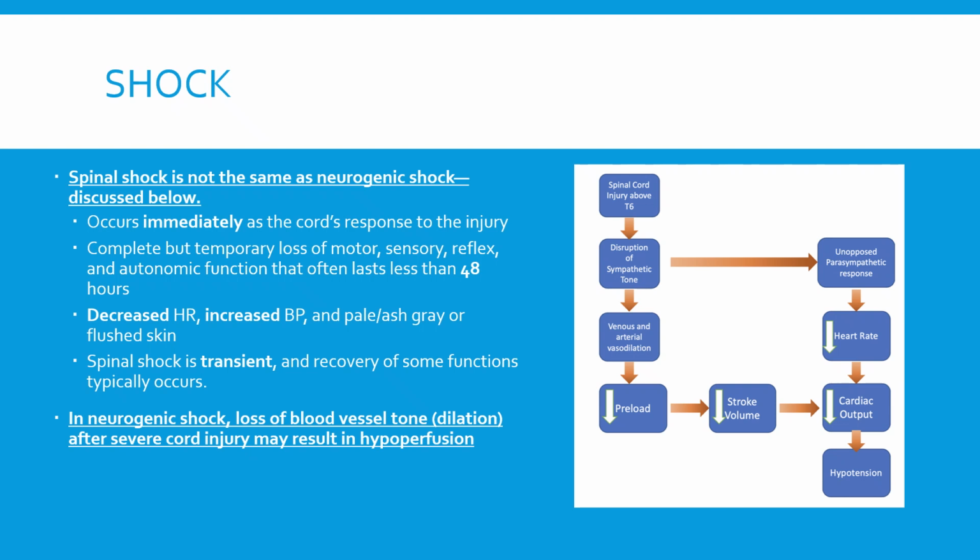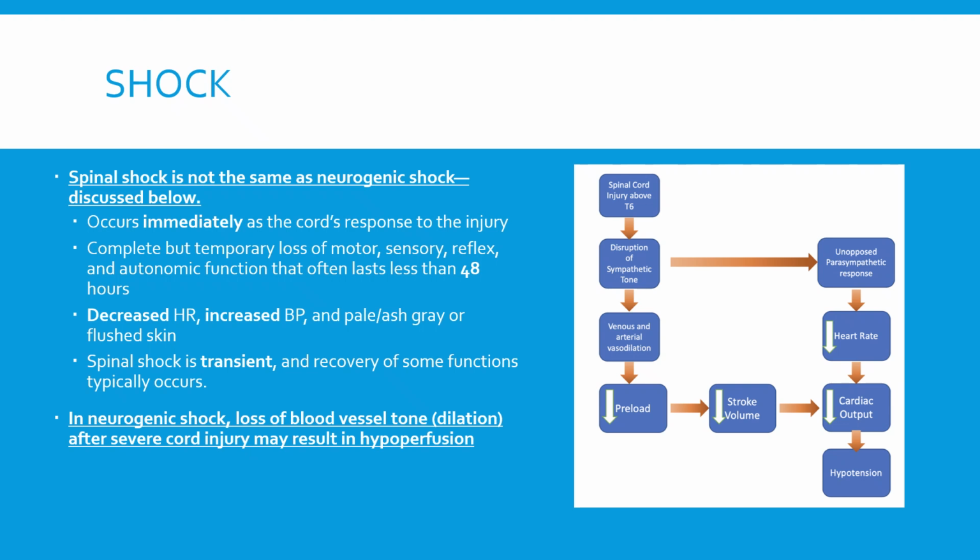So shock. Spinal shock is not the same as neurogenic shock. Spinal shock occurs immediately as the cord's response to the injury is complete but temporary loss of motor, sensory, reflex, and autonomic function. It often lasts less than 48 hours. There's a decreased heart rate, increased blood pressure, pale ash gray or flushed skin. The spinal shock is transient, and recovery of some functions typically occurs.